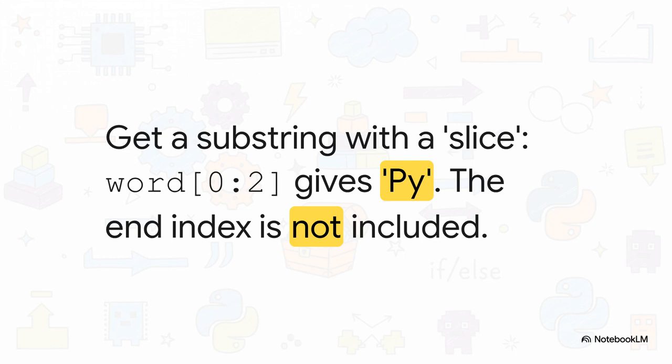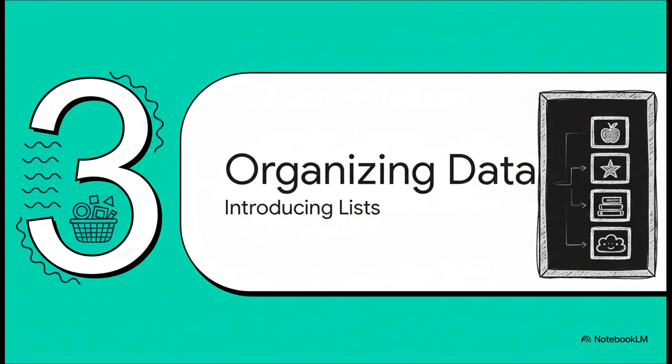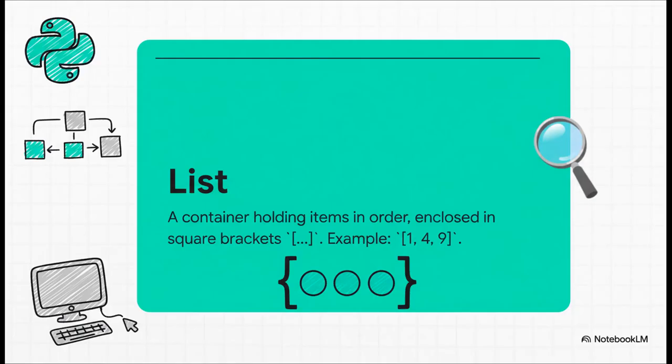So word from 0 to 2 gets you the characters at position 0 and 1, and then it stops. Okay, so we can handle numbers and single pieces of text. But what if you want to group a bunch of items together? For that, Python gives us something called a list. And a list is, well, it's pretty much what it sounds like. It's a container that holds a collection of items in a specific order, kind of like a shopping list.